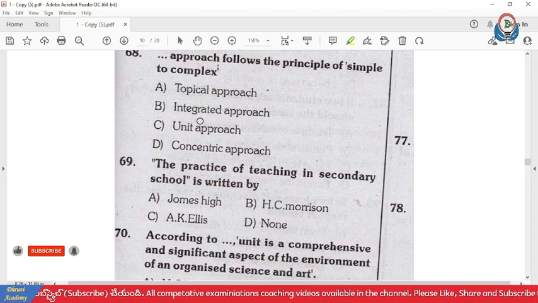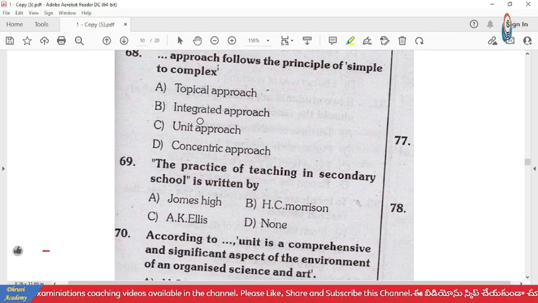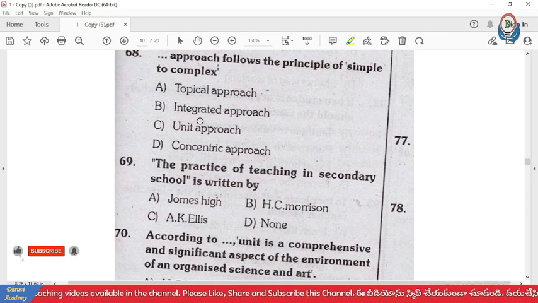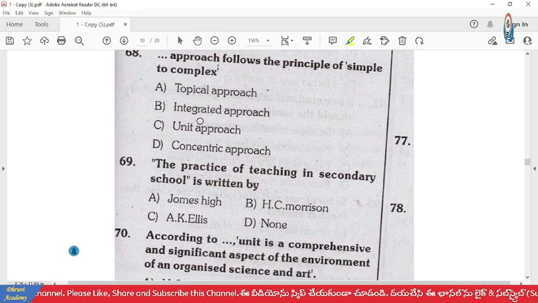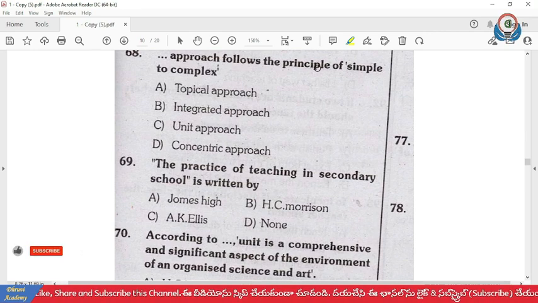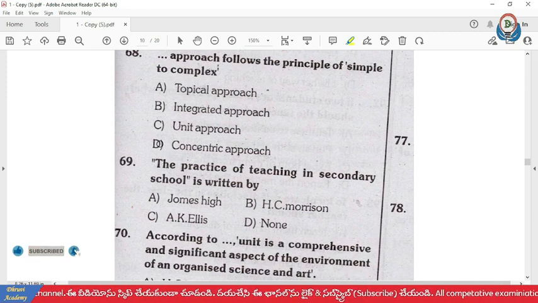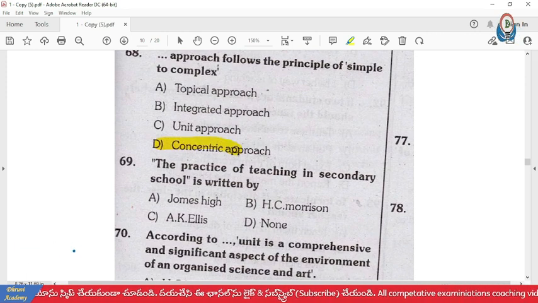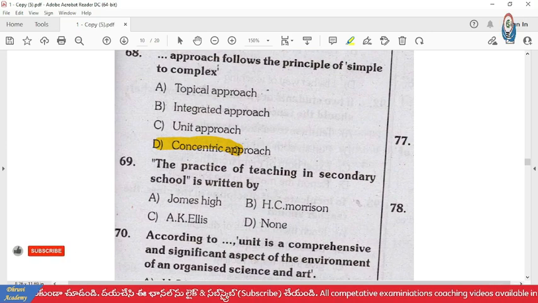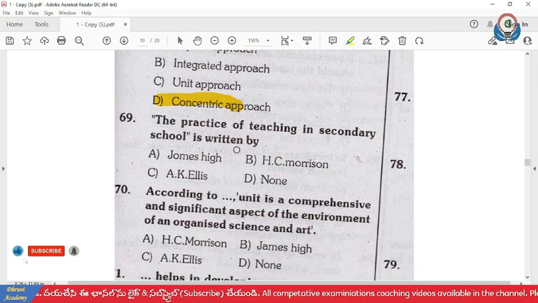Dash approach follows the principle of simple to complex. A. It's a topical approach. B. It's an integrated approach. C. It's a unit approach. D. It's a concentric approach. This approach follows the principle of simple to complex. Its answer is concentric approach. This is the D. Answer is right.